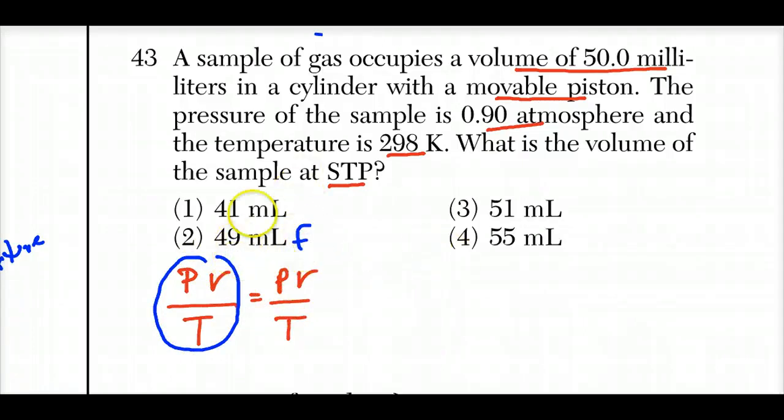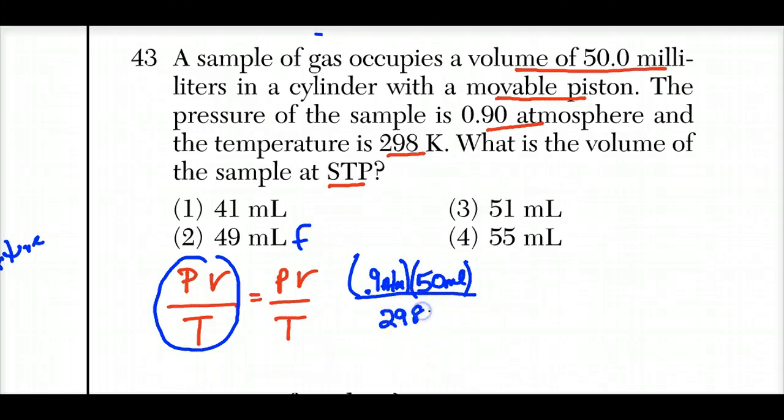What's the current conditions? We have a volume of 50 milliliters, so I'm going to put 50 milliliters here. Okay. The pressure of the sample is 0.9 atmospheres, so 0.9 atm. The temperature is 298 Kelvin. It was nice of them to put it in Kelvin for us. If it wasn't in Kelvin, it'd have to be converted to Kelvin. All of our relationships of pressure with temperature, volume with temperature, is only directly related if you're at a Kelvin temperature. Okay, so that's our current scenario.